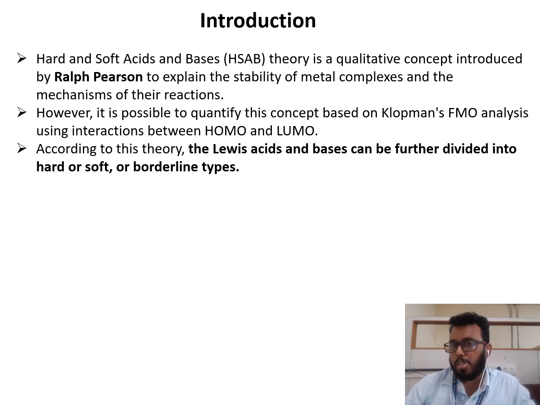However, it is also possible to quantify this concept based on Klopman's FMO analysis using the molecular interaction, that is based on the highest occupied molecular orbital and lowest unoccupied molecular orbital. HOMO-LUMO interactions also you can explain this one. So according to this theory, the Lewis acids and bases can be further classified or divided into hard or soft or borderline types. You will see one after the other what is the hard acid or base and soft acid, soft base, and what are borderline types.